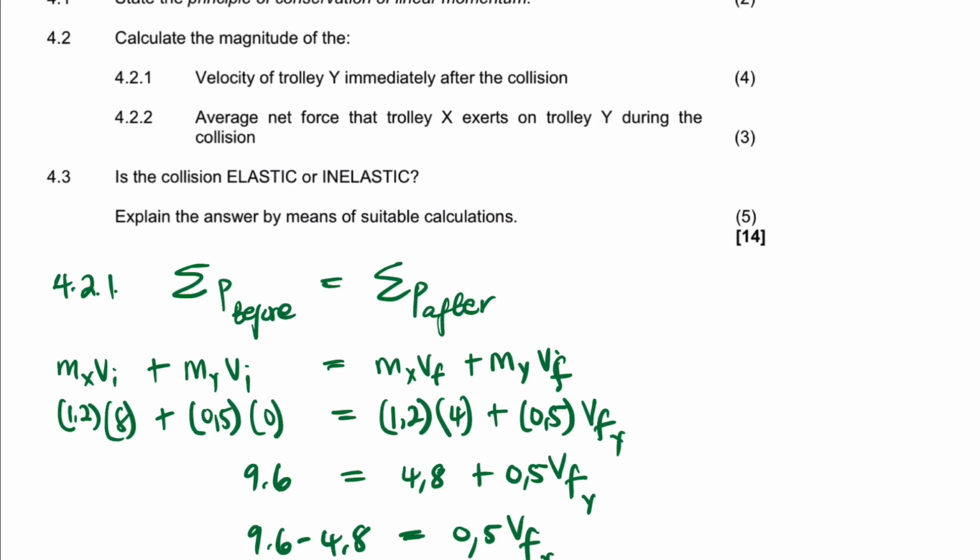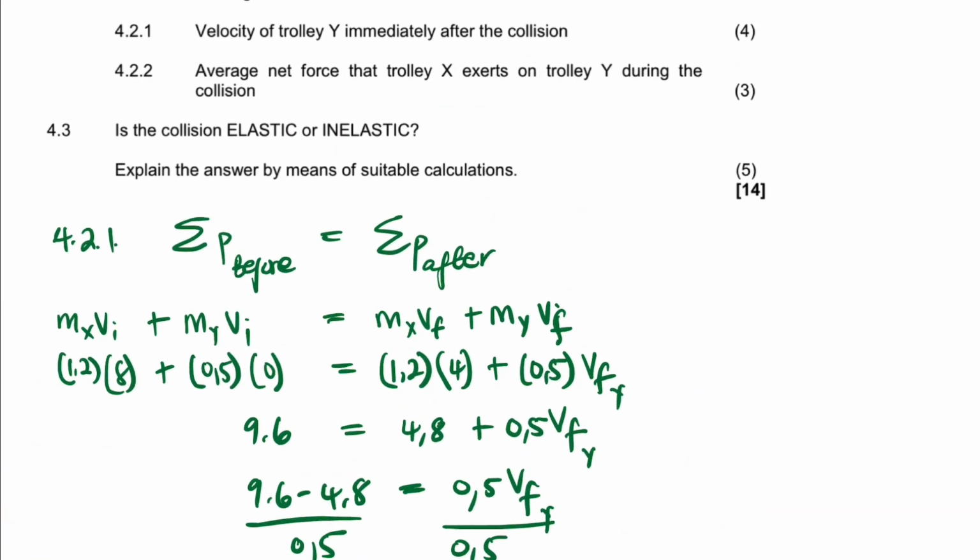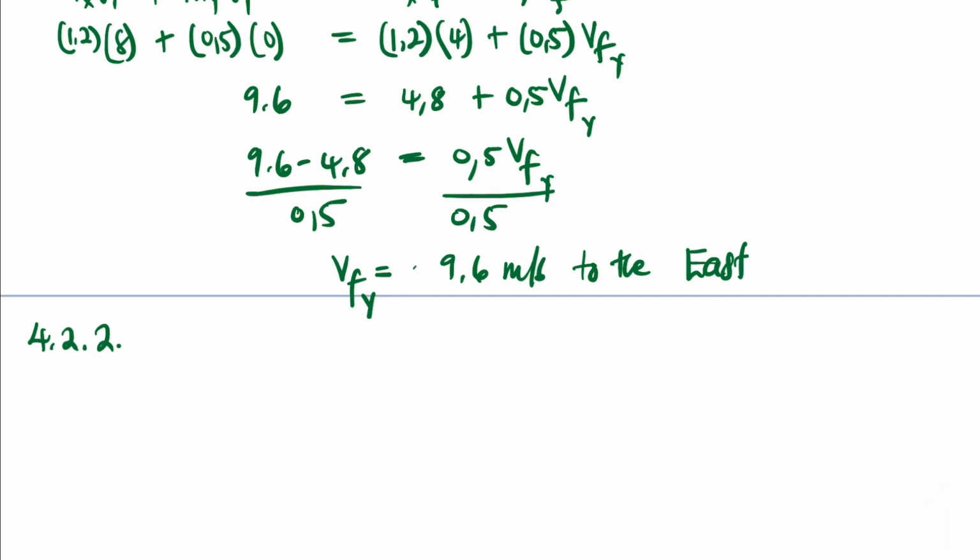Now 4.2.2, it says an average net force that trolley X exerts on trolley Y during collision. So here, if you want the average force that trolley X exerts on trolley Y, you can use the quantities that you are given for trolley X, and you can also use the quantities given for trolley Y, because they're exerting the same force on each other but in opposite directions. But now I'm going to use things of X.